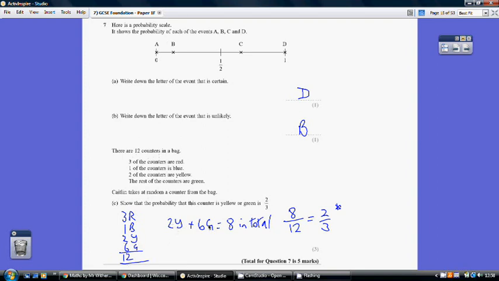So how many yellows and green together? Well, we've got 2 yellows and 6 green, so that's 8 counters that are yellow or green. So the probability of a yellow or green is 8 out of 12. If you divide top and bottom by 4, this gives you the 2/3.